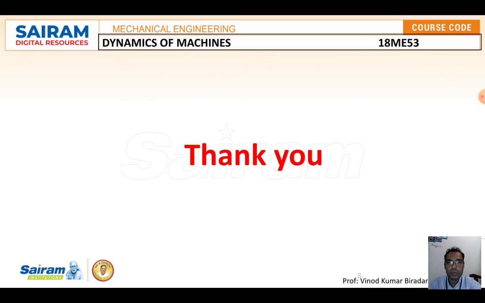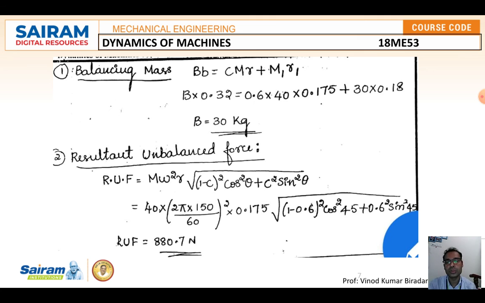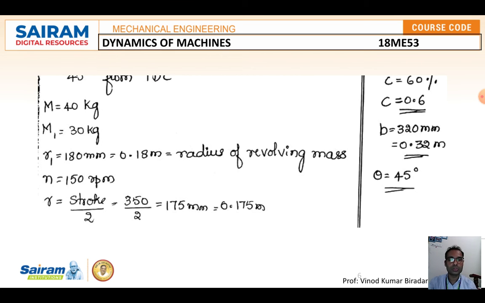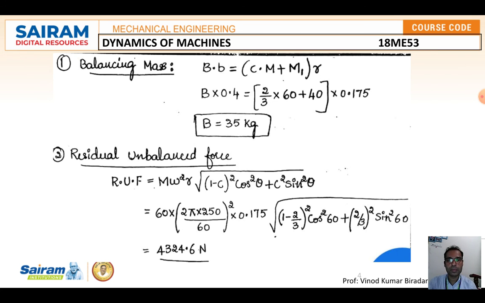I hope you understand this. In primary balancing you have to remember two formulas: the balancing mass, B into b is equal to C into M into R plus M1 R1; and second, the resultant unbalanced force is equal to M omega square R, where omega is the angular speed 2 pi N by 60, times the square root of (1 minus C) whole square cos square theta plus C square sin square theta. These two formulas you have to remember to solve problems on primary balancing.